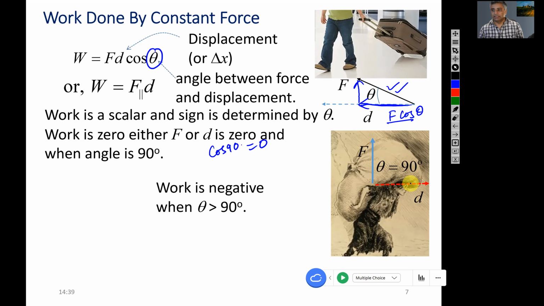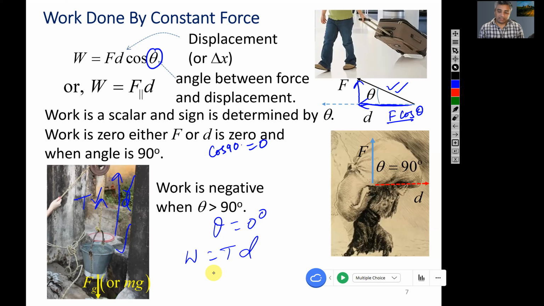So for example, here, what do we see? This bucket is being pulled up by the tension. Okay. So work done by tension is not 0, not negative, it is positive because the angle between tension and displacement is 0 degree. So work done is force, which is tension, times that displacement, and it is positive.